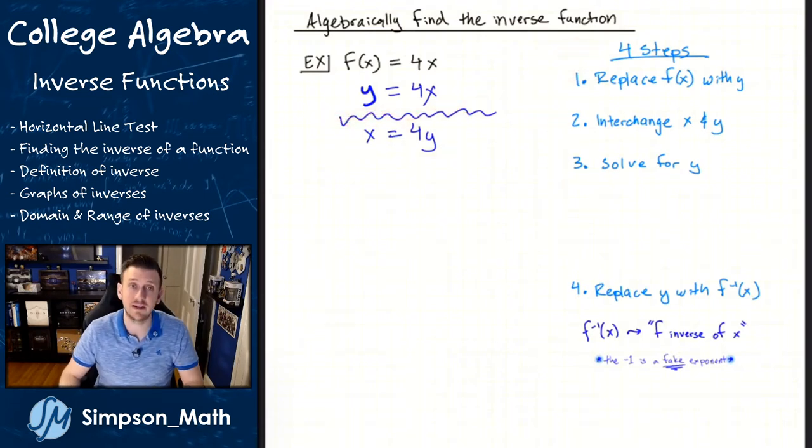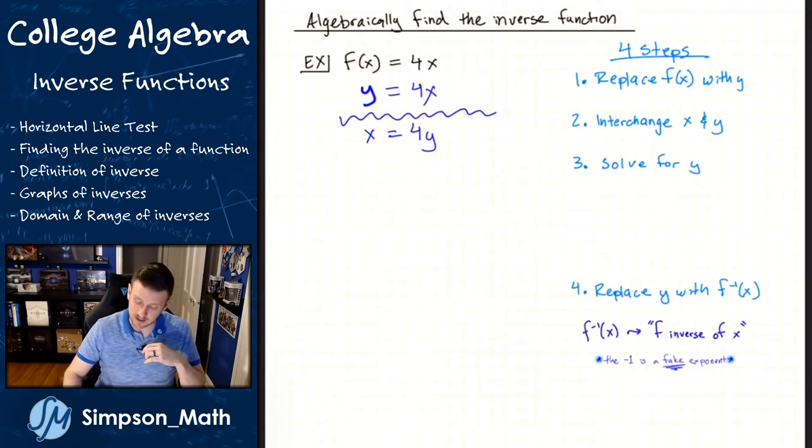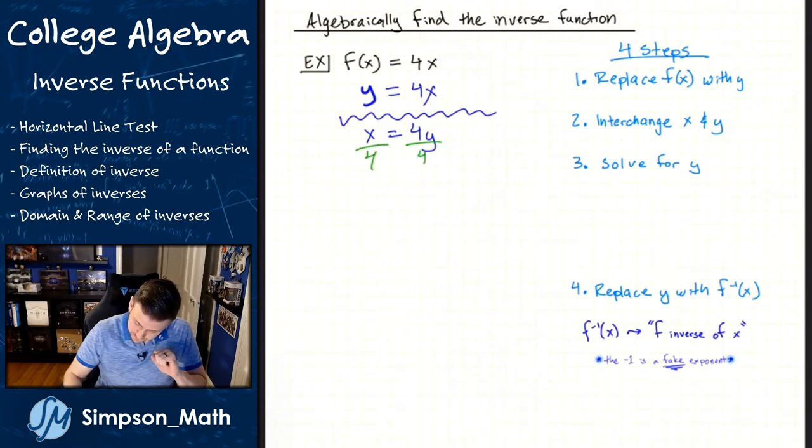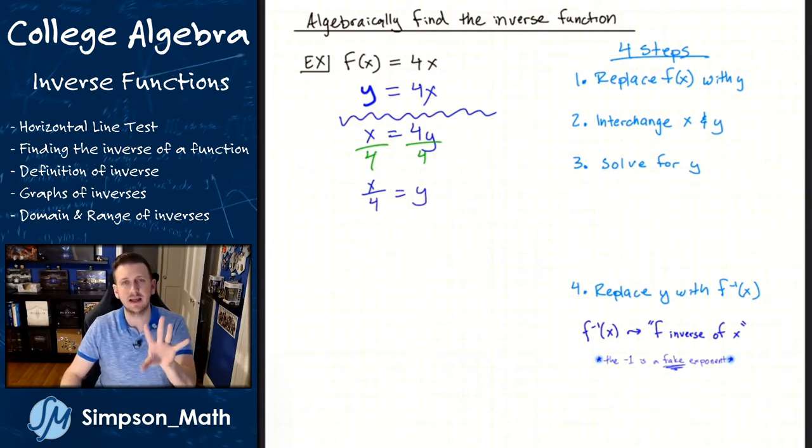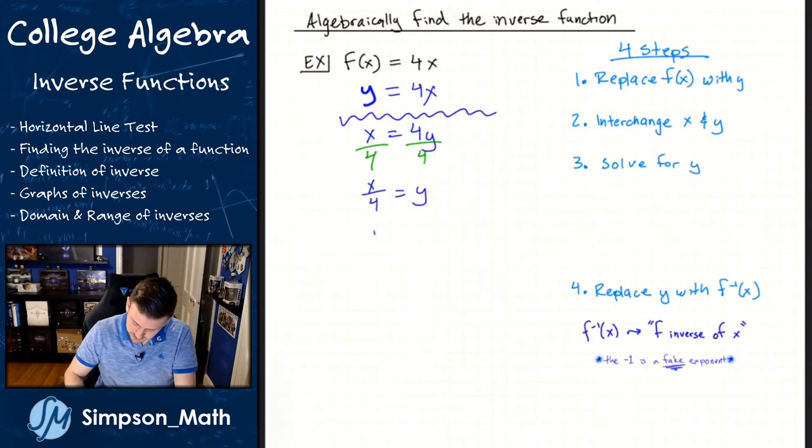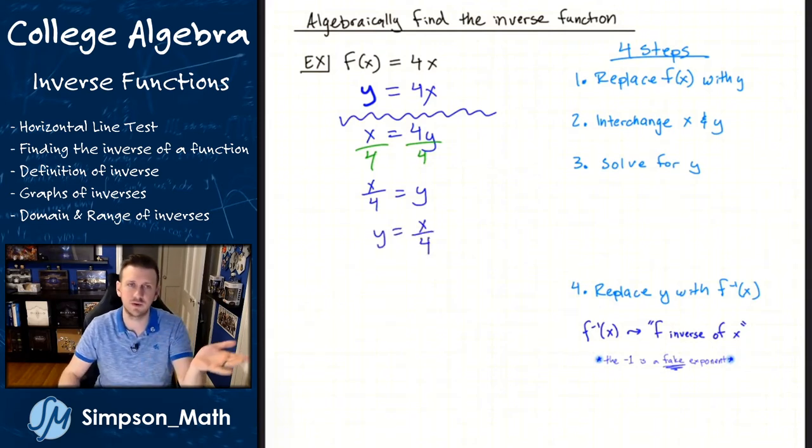All right, now that we have this, let's solve for y. I have x equals 4y. My goal is to get y by itself, so I can divide both sides by 4. Now I have x over 4 equals y. Typically I like to say y equals, so I'm just going to do a little turnaround: y equals x over 4. That's not a required step, and sometimes when you're solving, the y will be on the left side anyway, but I swapped it back that way.